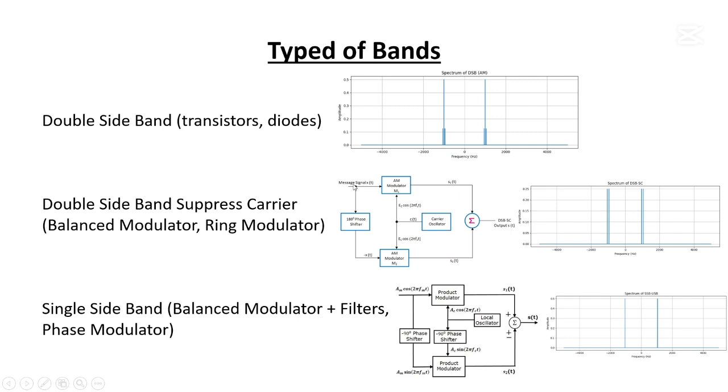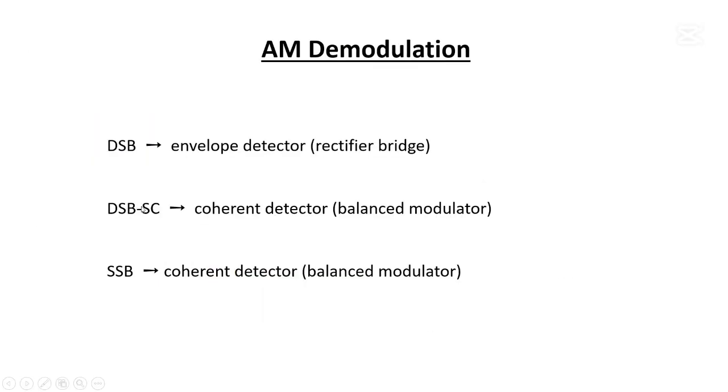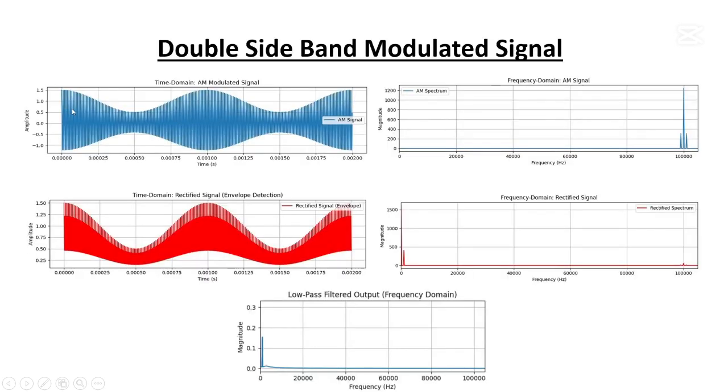All right, anyways, so the balanced modulator was used for the production of double sideband suppressed carrier as well as for the single sideband. You can see here we will use this same balanced modulator to demodulate the double sideband suppressed carrier, also the single sideband. Right. Now let's discuss this. First of all, we will discuss this double sideband in which we will use the bridge rectifier.